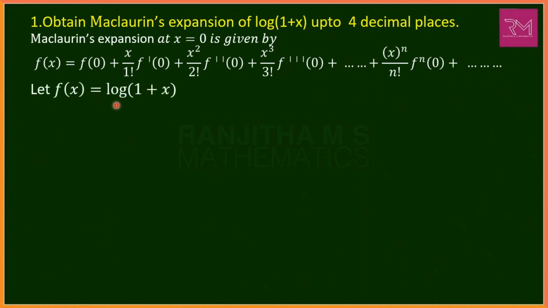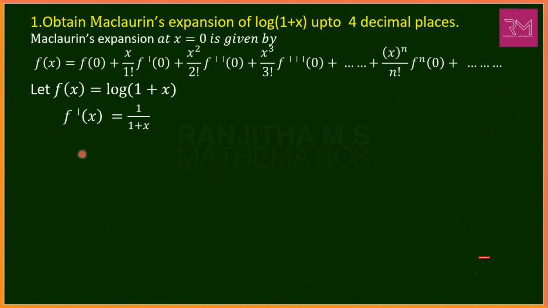Take the function f of x equal to log of 1 plus x. We have to find the derivatives, that is f dash, f double dash, f triple dash and the 4th derivative. For that, we have the function f of x equal to log of 1 plus x. To find f dash of x, differentiate f of x with respect to x. Differentiation of log x is 1 by x, so here, in the place of x we have 1 plus x. Hence we get 1 by 1 plus x. This is our f dash of x.